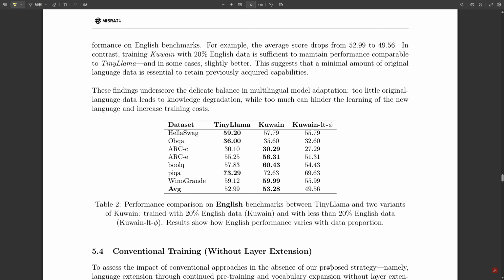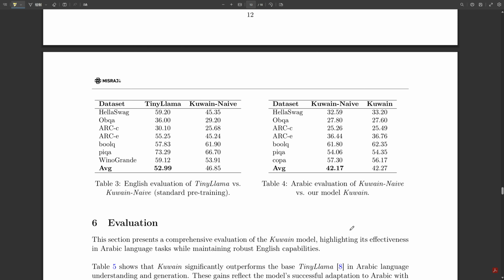The results, they're in Table 3, they really highlight the catastrophic forgetting problem. Kuwain Naive saw a significant drop in its English performance. It learned Arabic, sure, but at the expense of English. Ouch, so it forgot a lot.